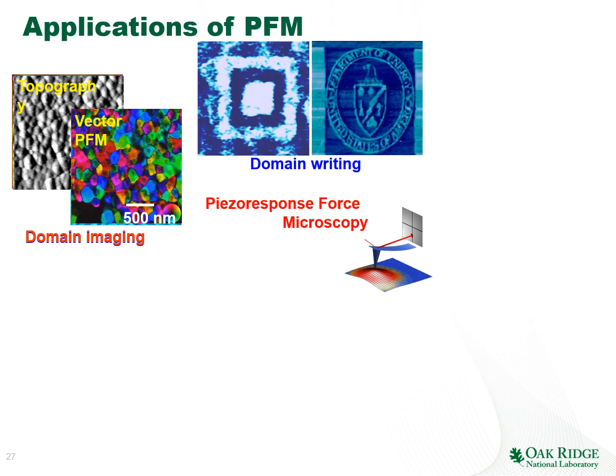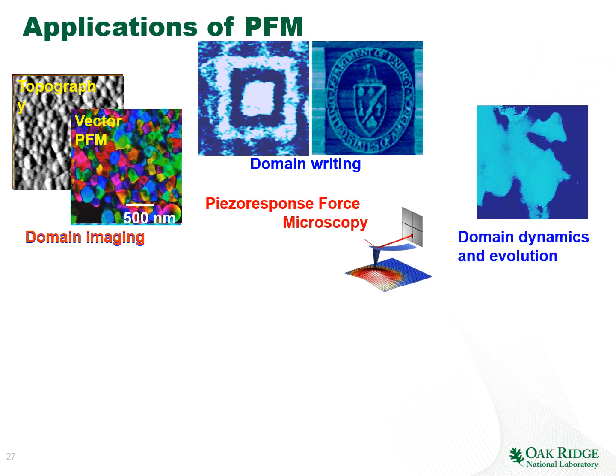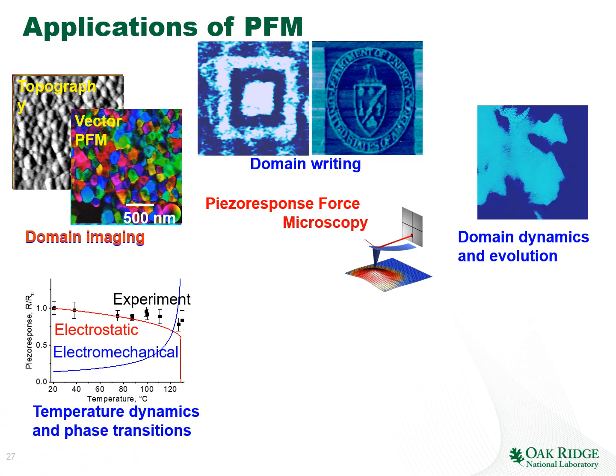Another is domain writing. We can use PFM in order to switch polarization and create domains. Everybody starts with drawing squares, and of course if you have a more complex setup, which now are commonplace, but 20 years ago you had to build your own, you can write the logo of the funding agencies. You can study the domain dynamics, for example as a function of time or temperature, and see how the domains evolve in space. We can study quantitatively the domain evolution as a function of temperature and external parameters.